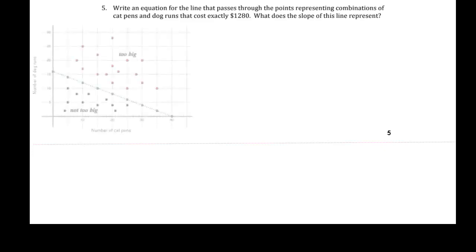Number 5 says, write an equation for the line that passes through the points representing the combinations of cat pens and dog runs that cost exactly $1,280. And what does the slope of this line represent?